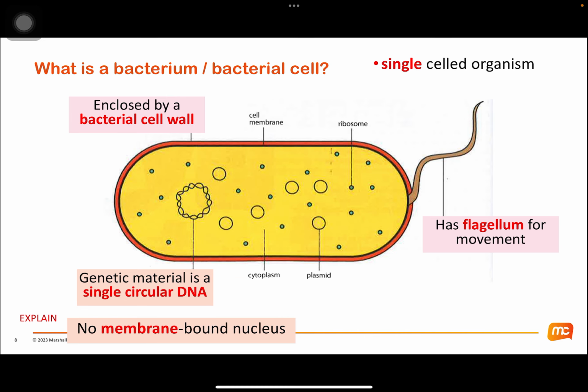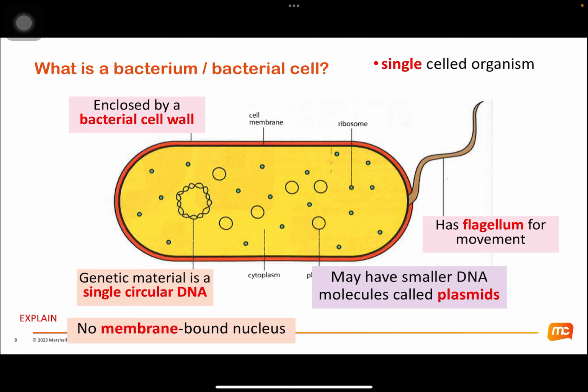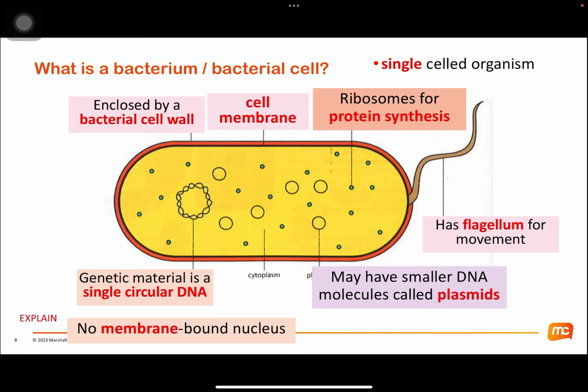It also has its flagellum for movement, and it may also carry smaller round DNA molecules known as plasmids. It also has ribosomes for protein synthesis, and like animal and plant cells, they do have a cell membrane and cytoplasm as well.